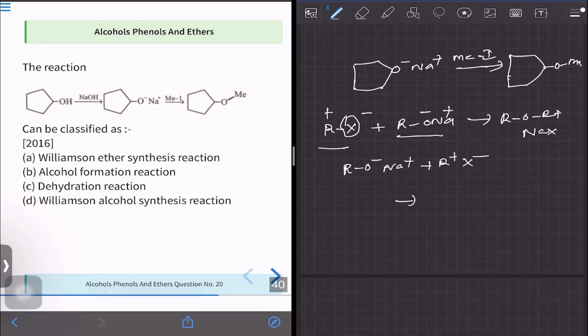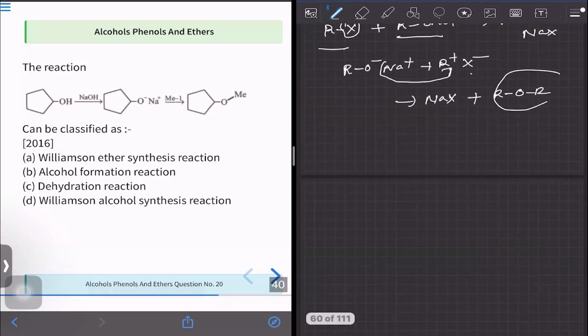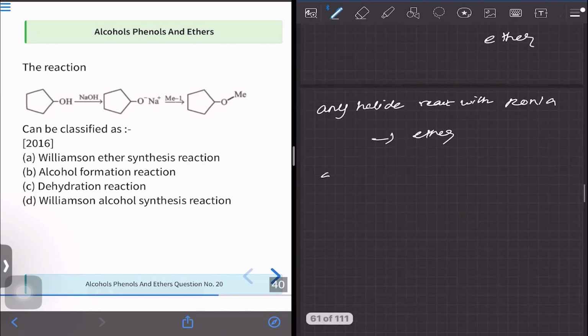So it will be RO minus, Na plus, R plus, X minus. Na is replaced by R from the halide, so it will be NaX plus ROR. So it produces ether. Whenever any halide reacts with RONa, it produces ether.